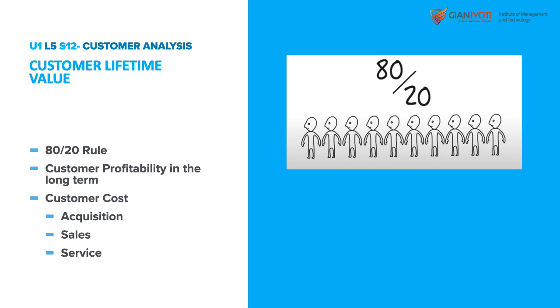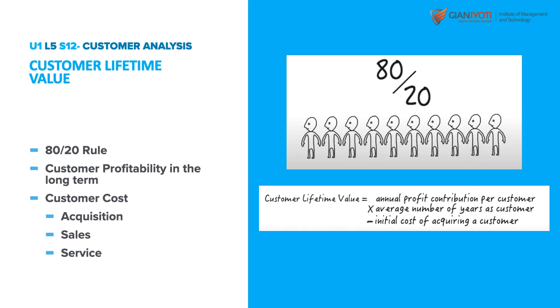Remember, there is a cost of acquisition for each customer. So there is some sales cost. These are some of the variable costs I'm talking about here, and the service cost for the customer for the lifetime he or she has been your customer. So the simple formula for customer lifetime value is your annual profit contribution per customer, for the year, times the average number of years the customer is coming to you, minus the initial cost of acquiring a customer.